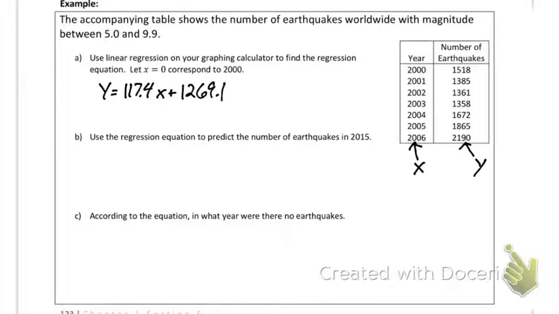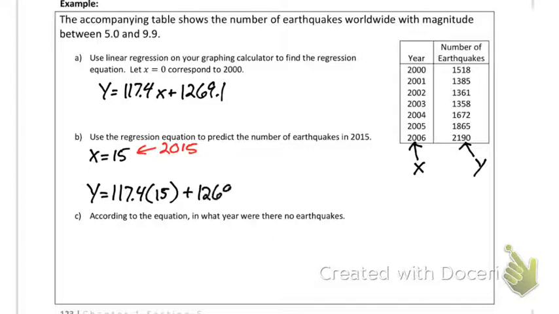To predict the number of earthquakes in 2015, 2015 equals 15. This is asking when is x equal to 15, because 15 stands in the place of 2015. So we just need to put 15 in for our x value. So we have y equals 117.4 times 15 plus 1269.1. Which when I plug this in, you come up with 3030.1.